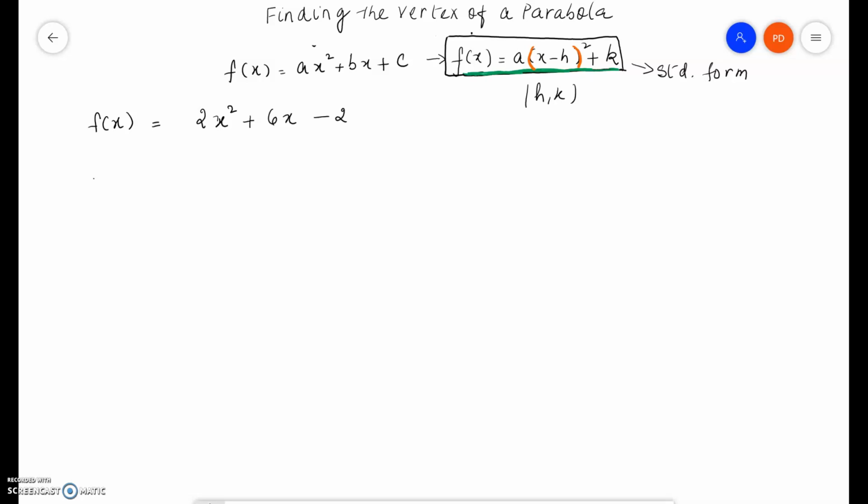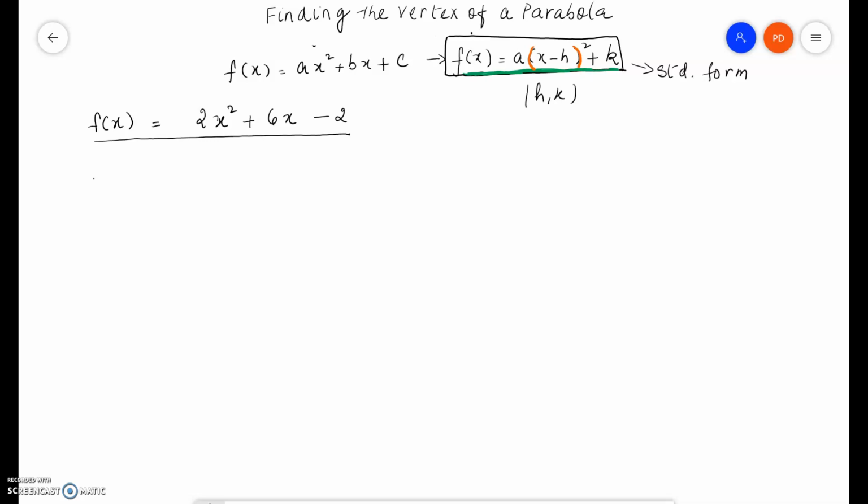So here we're given a quadratic function, 2x squared plus 6x minus 2. We know that the graph of a quadratic function is a parabola, and we need to find the vertex of this parabola. Now, in order to find the vertex of a parabola, one way of doing that would be to convert this equation to the standard form.